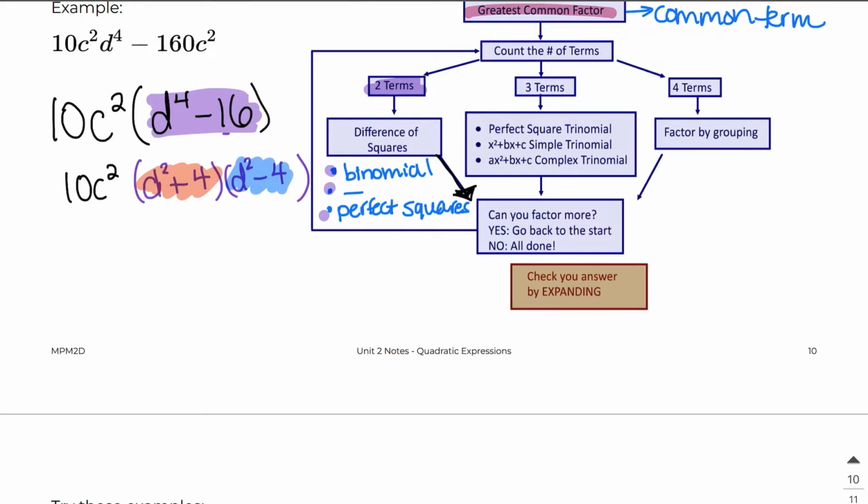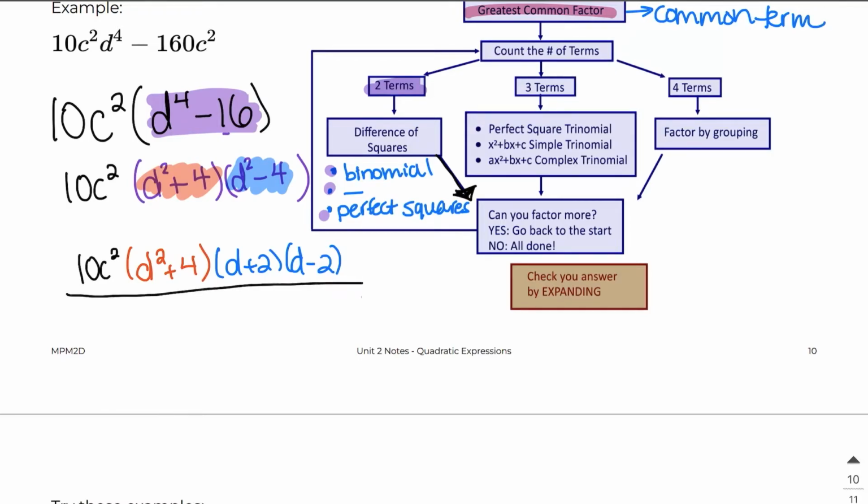So what I would do is take this d squared minus 4, and factor it a little bit further. The square root of d squared is d. The square root of 4 is 2. I would have a plus and a minus sign. Then I just copy down this d squared plus 4 because there's nothing else I could do with it, as well as this 10c squared that I have here.